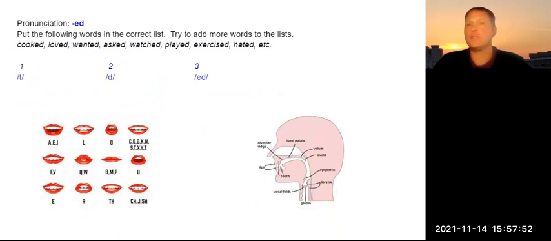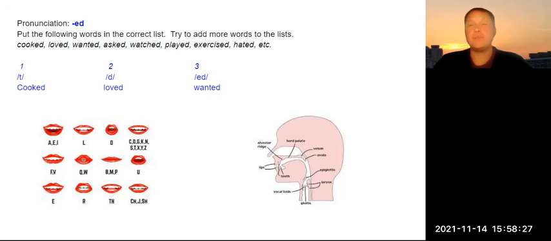Cooked, t, d, or ud. 1, t, 2, d, or 3, ud. T, d, ud. Cooked. 1. Good. And loved, loved. T, d, ud. 1, t, 2, d, 3, ud. T, d, ud. Loved. 2. And wanted, wanted. 3, right.